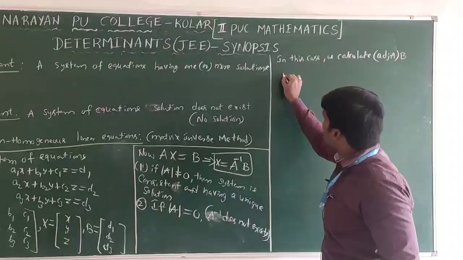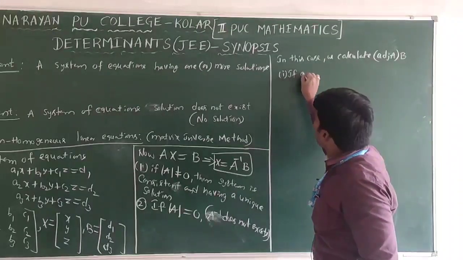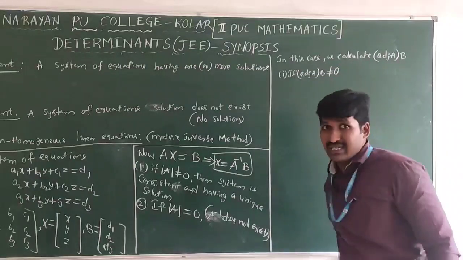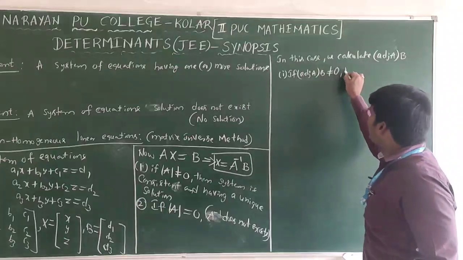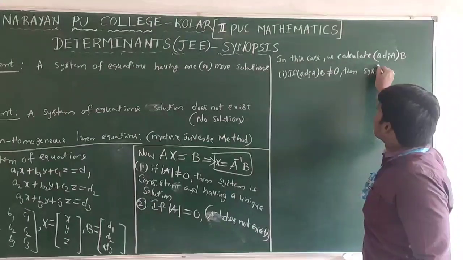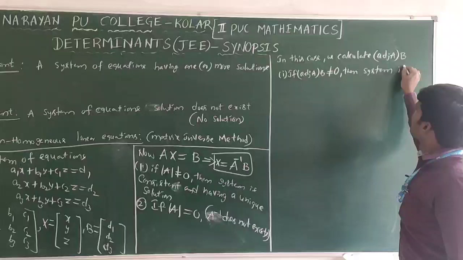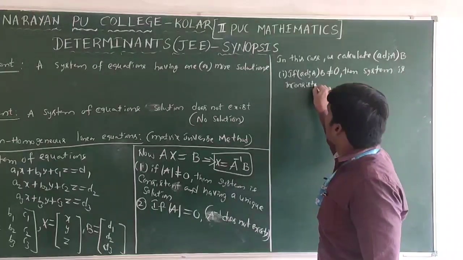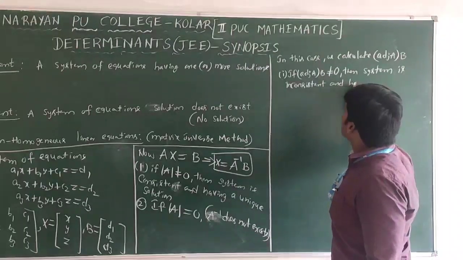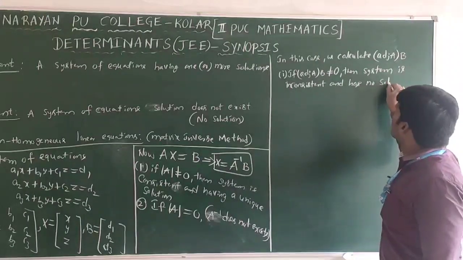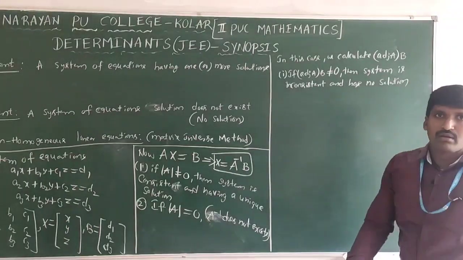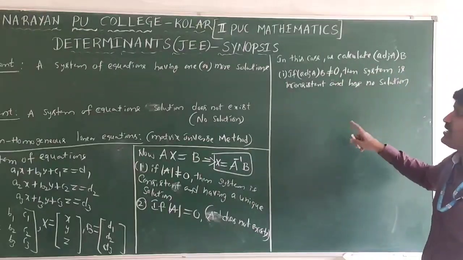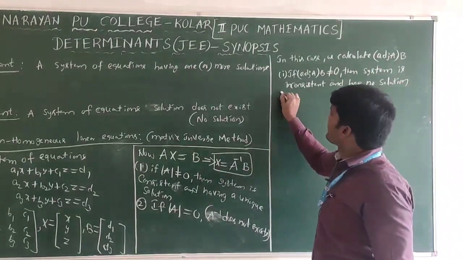Here is again the first point: if adjoint A into B is not equal to null matrix, then the system is inconsistent and has no solution. Here remember, if adjoint A into B matrix is not equal to null matrix, then the system is inconsistent and there is no solution for it.